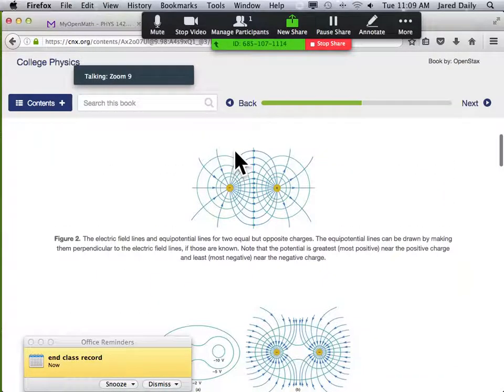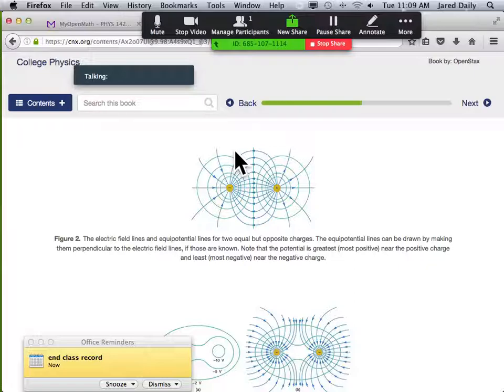So here's one that they show you in the book, which is a dipole, they call it, in physics, where you have a positive charge and a negative charge fairly close together. And what happens in this kind of situation is you get equipotential lines. So let's say we're going to draw an equipotential surface, we're going to come in and measure the voltage around this guy.